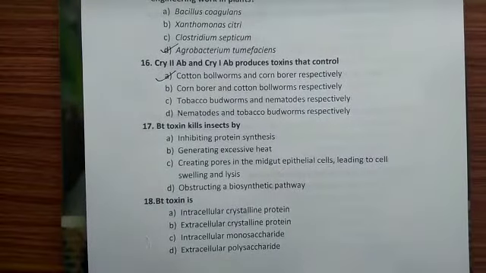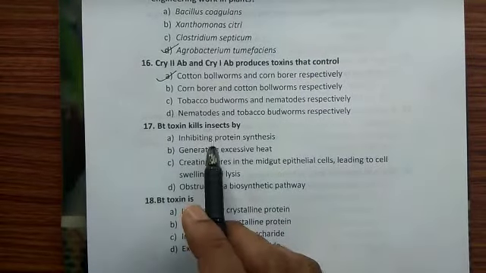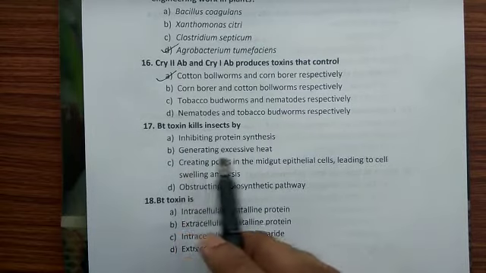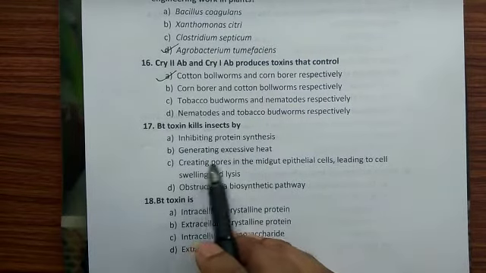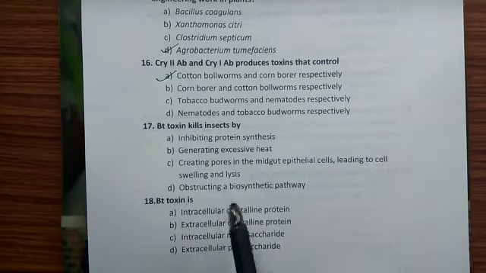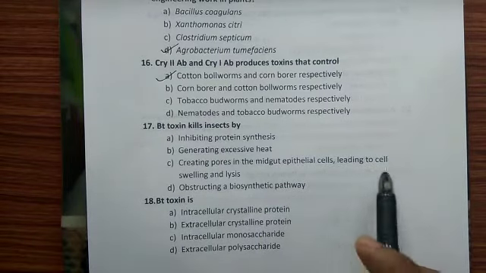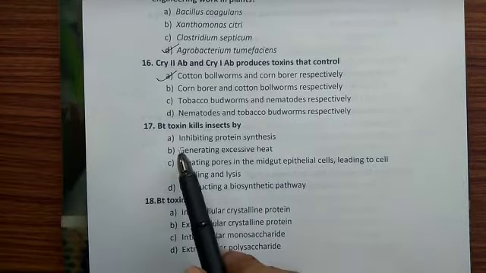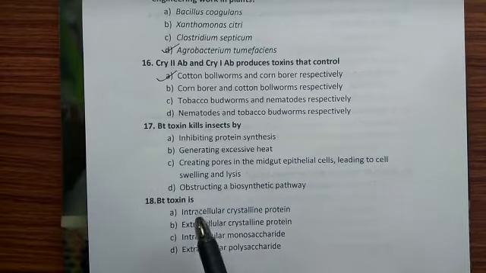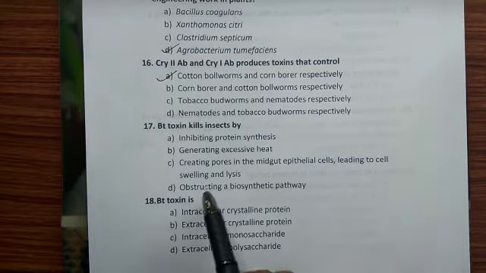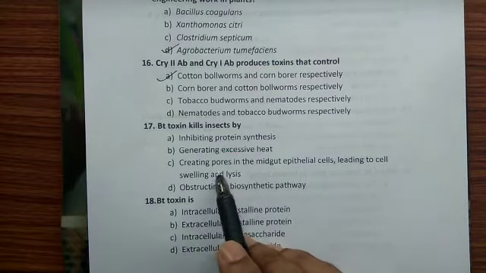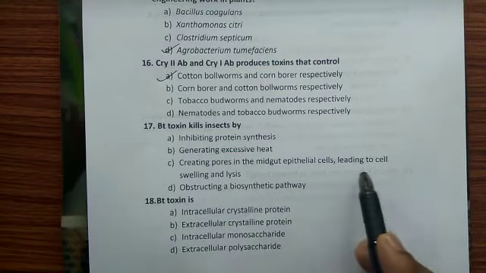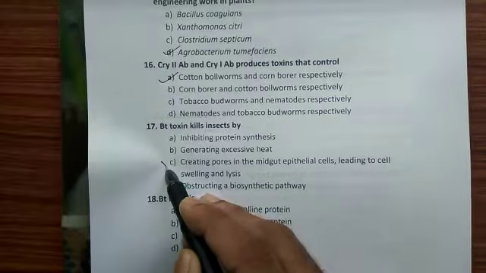17th question. Bt toxin kills insects by inhibiting protein synthesis, generating excessive heat, creating pores in the midgut epithelial cells leading to cell swelling and lysis, or obstructing a biosynthetic pathway. Bt toxin, we know, is in inactive form, but when it enters the body of a bollworm or any such worm, then it damages them by creating pores in the midgut epithelial cells leading to cell swelling and lysis.